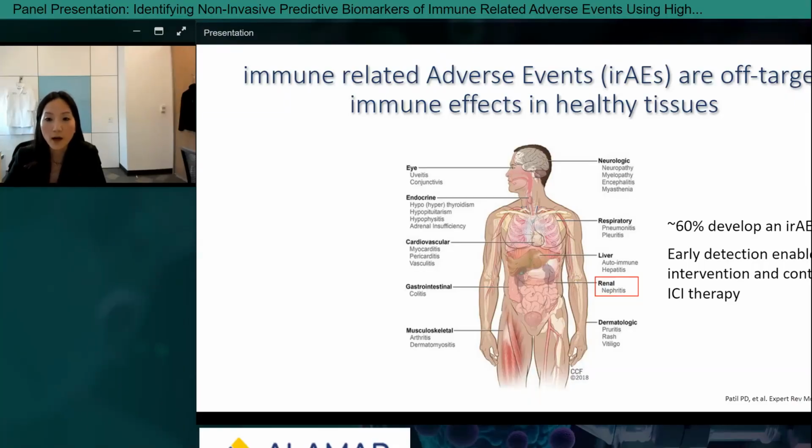In the more common irAEs like colitis, dermatitis, and endocrinopathies, they usually present with clinical symptoms or they have a blood-based diagnostic test. Less common irAEs like immune nephritis or AIN, unfortunately, don't present with clinical symptoms and don't have a blood or urine-based test to tell you that this is AIN. And unfortunately, AIN is associated with high patient morbidity.